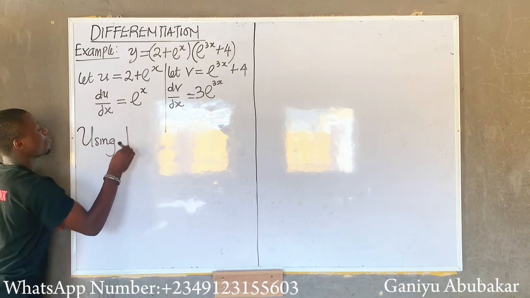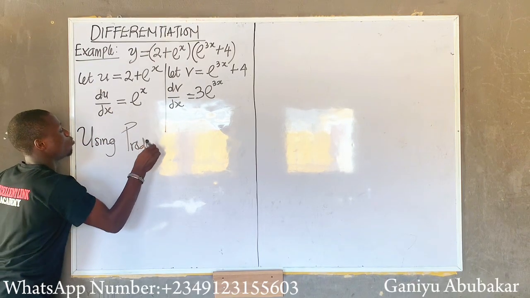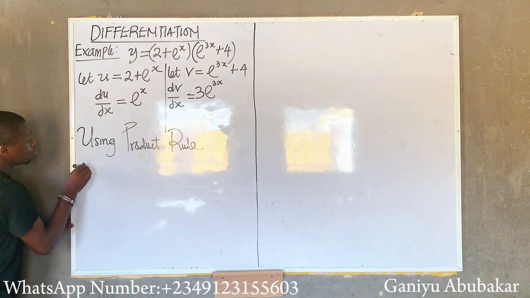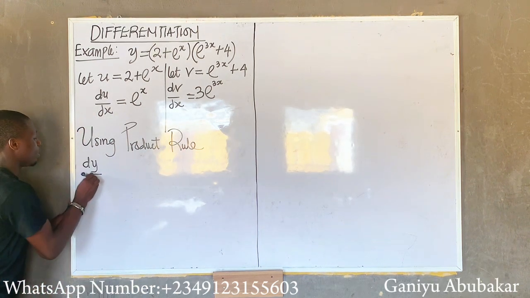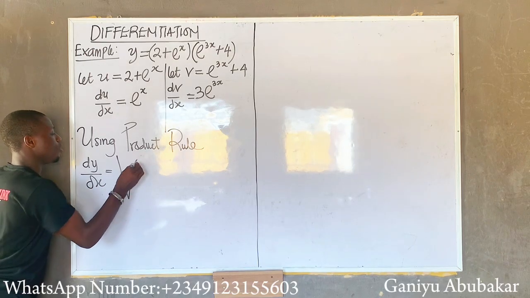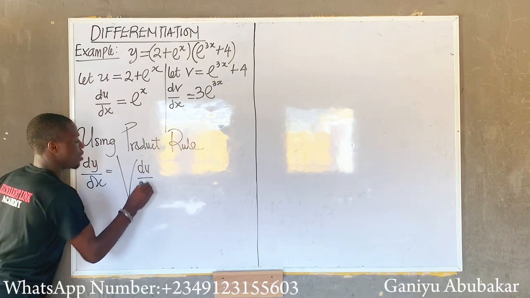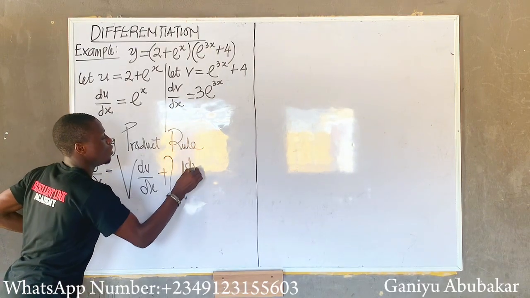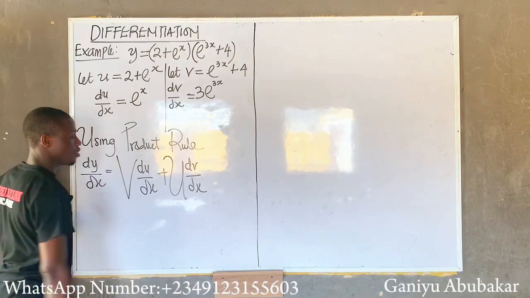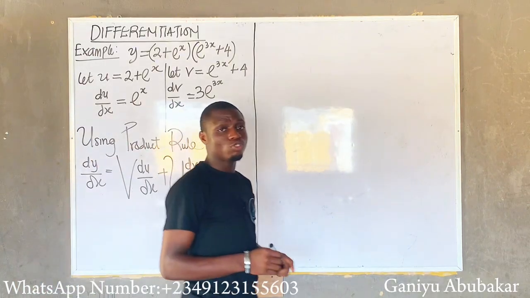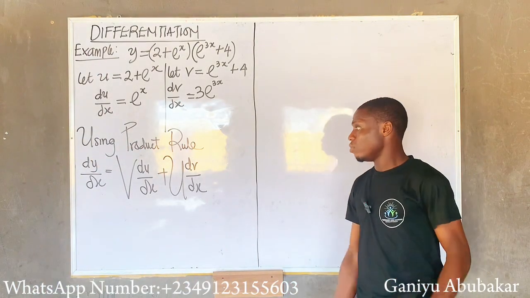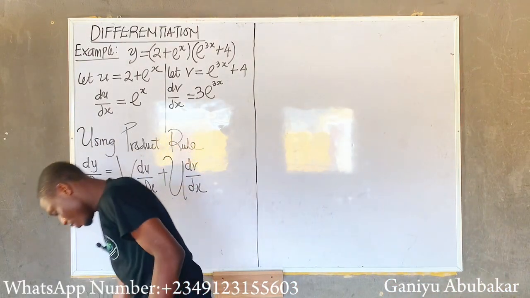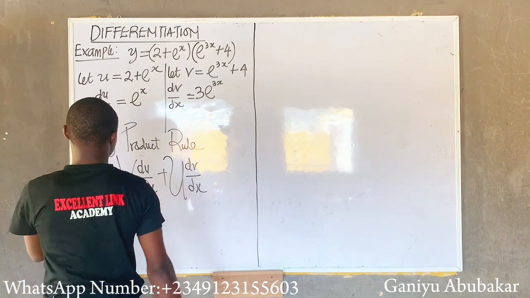Using the product rule, we know that dy over dx is equal to v du over dx plus u dv over dx. This is your formula for the product rule. Master them, know them, so you know when to use each of them.